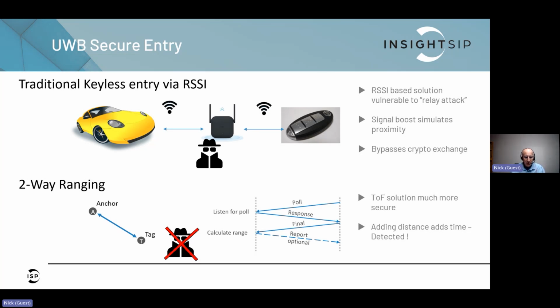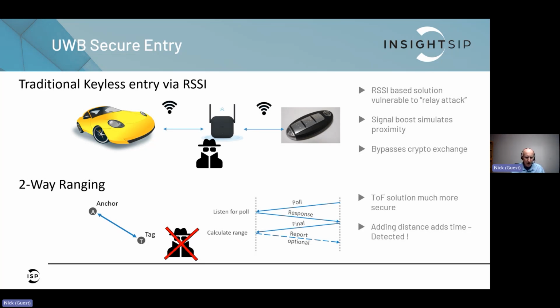With the two-way ranging with UWB, this is a time of flight solution, so this simple hack no longer works. If you put this relay in the middle, it just simply will add time to the exchange, and it will be detected. So you will see quite clearly that the key is not close to the car, as it seems with the RSSI solution, but is in fact quite a long way away.